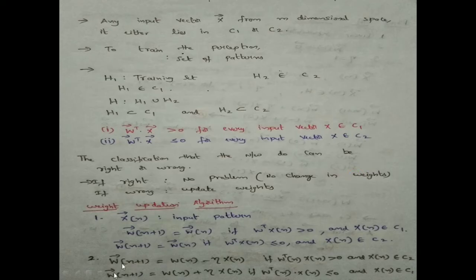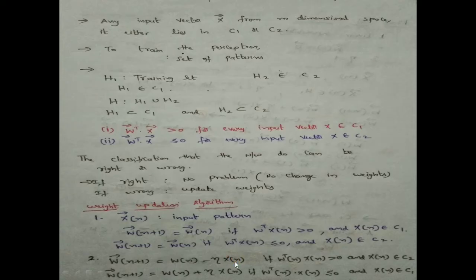So now let us see the second case, where the input vector X of n belongs to class C2. If it belongs to class C2, what is our condition? W transpose X must be less than or equal to 0. But here we got W transpose of n into X of n as greater than 0. So now what do we have to do? Obviously we have to update the weight. So the new weight given by W of n plus 1 is the previous weight W of n minus eta into X of n.